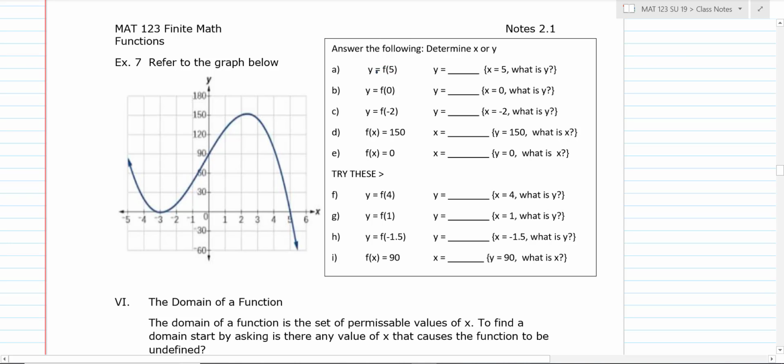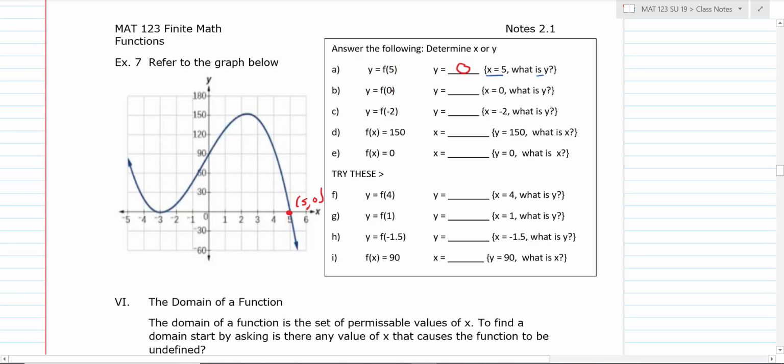So if I'm asking for f of 5, I'm saying x is 5, what is y? You would have to go to where x is equal to 5. X equals 5 right here. What is y? Y is 0. So we would say f of 5 is equal to 0. Okay, that's what that means.